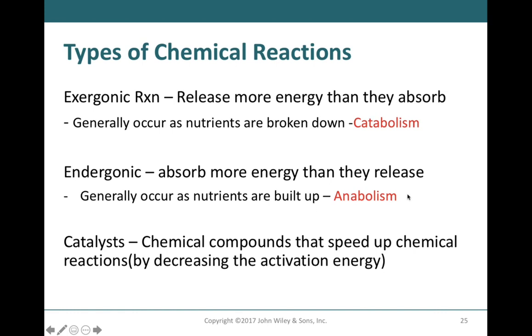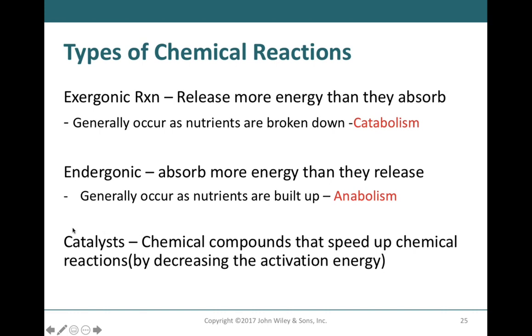Now the opposite is here with our anabolic reactions. So endergonic reactions are going to absorb more energy than are released. So if we're absorbing more energy, that's going to be required to create bonds. And so that's why we will refer to these as anabolic reactions. So nutrients are being built up as we take molecules and combine them, and we take these molecules and form new bonds. And that is called anabolism. And so these are going to be absorbing more energy into the molecule and therefore are called endergonic.